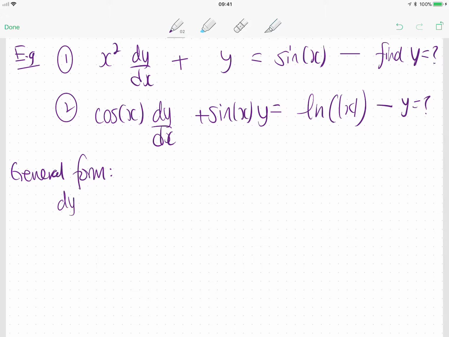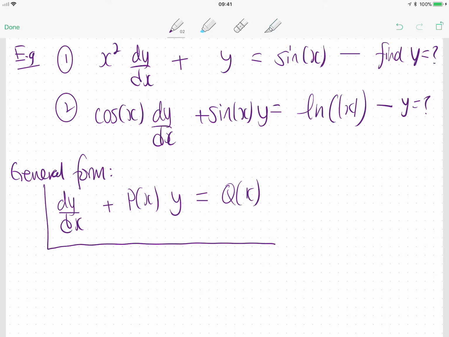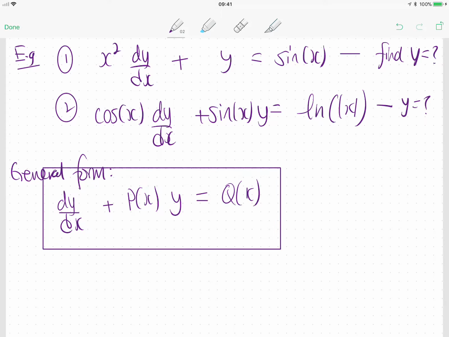Okay, so the general form, dy dx on its own, we have a y here. Well, we could have lots of x's in front of it, so we're going to call this p of x, and on the right hand side it could be lots of different x's, call it q of x. This is the general form. This is something that's very important. All the problems we start with, they either need to be in this form or we need to write them in this form.